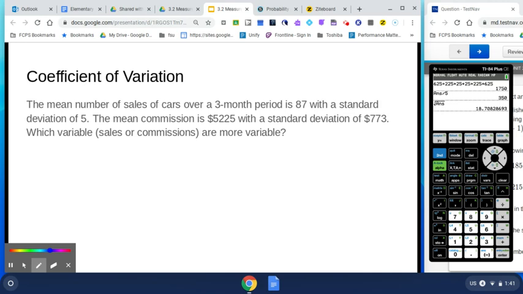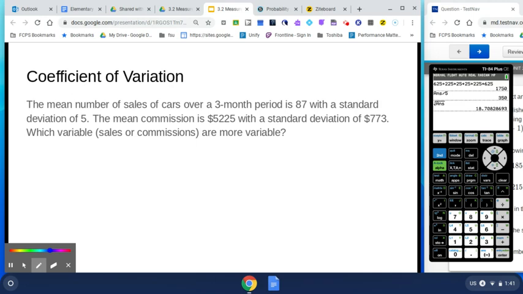So in this example, it says the mean number of sales of cars over a 3-month period is 87 with a standard deviation of 5. The mean commission is $5,225 with a standard deviation of $773. Which variable, sales or commissions, are more variable?